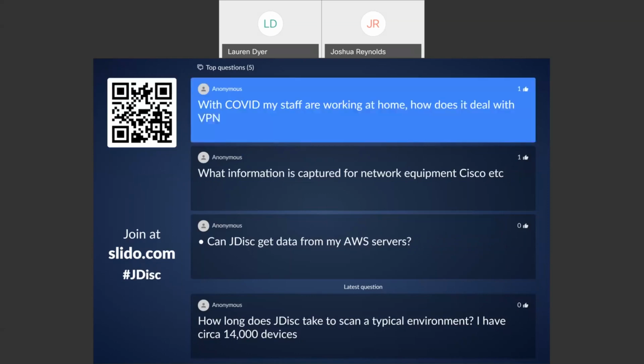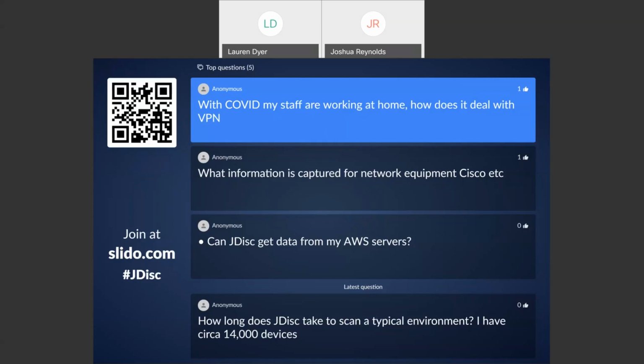With COVID staff, my staff work at home. How does it deal with VPN? If it's connected to the network and the end user is on VPN, it should be able to interrogate that device without any issues. We have occasionally run into situations where specific types of traffic are blocked over VPN. So in a test scenario, if you weren't getting back the sort of things that you were expecting, the first thing I would look at is your VPN system itself or any of your security layers blocking certain types of traffic.